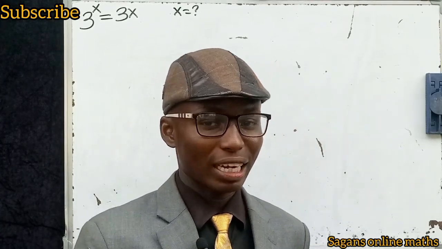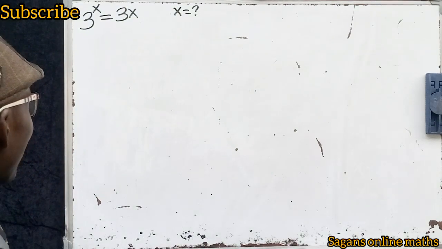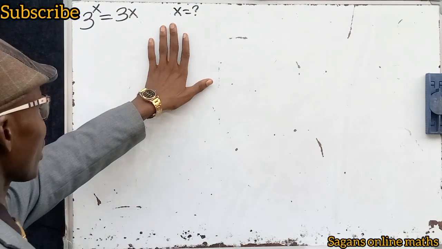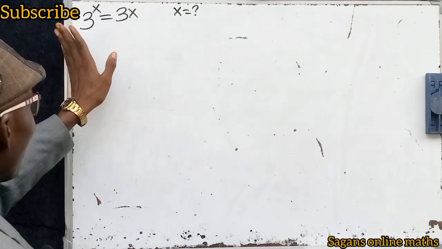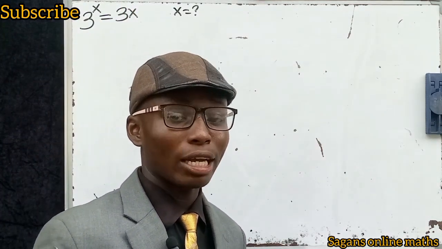Let's solve this question together. Now we are given 3 to the power of x equals 3x. We are asked to find the value of x. Looking at this problem, we could use the trial and error method.